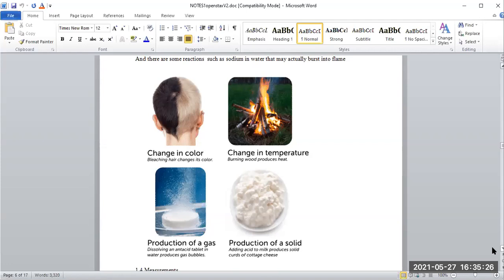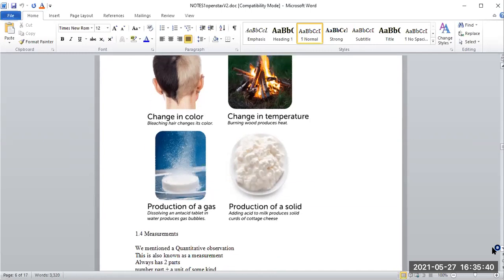Changing in temperature, okay? Once you set something on fire and the fact that it keeps on burning, okay, that helps to indicate to you that the reaction is happening. Combustion. Production of a gas. It's showing you something that kind of looks like an Alka-Seltzer. And production of a solid. Okay. If you make cottage cheese from whole milk, that's a process, okay, which causes the curd to form.